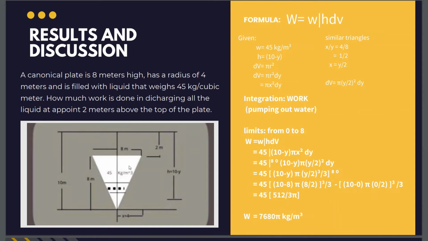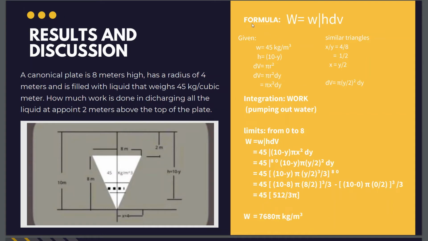As you can see, here's our graph and the sketched graph. We have here our conical plate that weighs 45 kilograms per cubic meter and the height is 8 meters. From the surface, we have a height of 2 meters, and its radius is 4. Times 2, the diameter of this is 8 meters. So all in all, we have 10 meters.